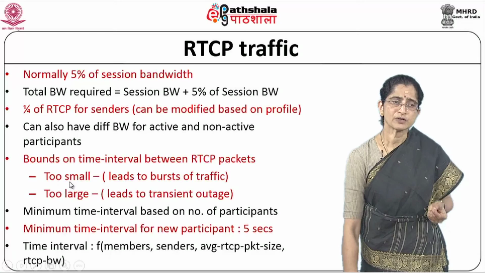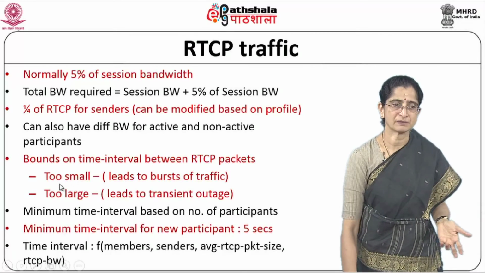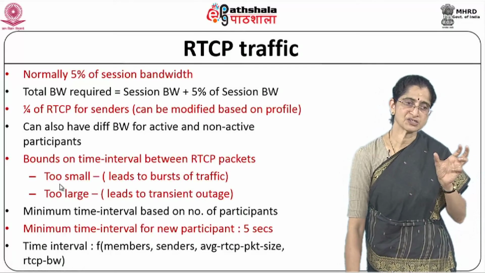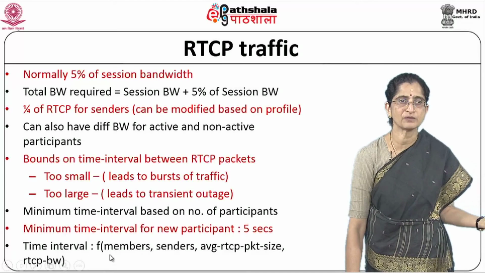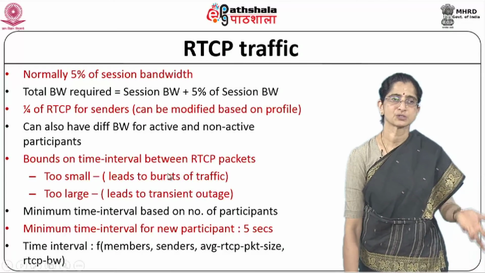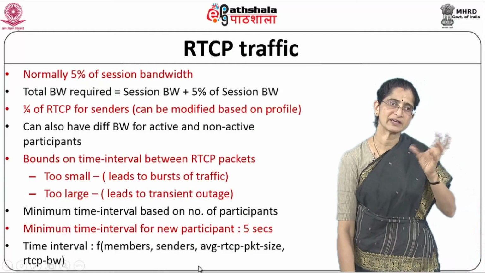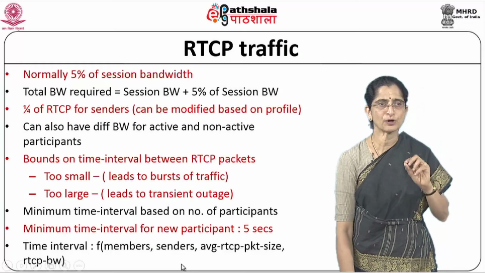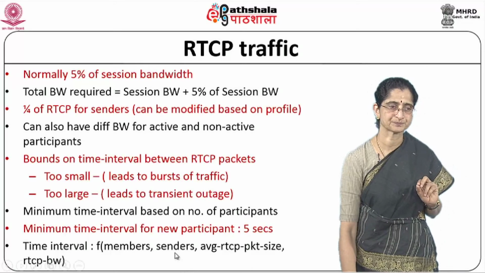So, if this time interval is too small, what will happen? There will be too many RTCP packets being generated. It will lead to bursts of traffic. If the time interval is too large, it can lead to a transient outage. That is, you won't get any information at all for a very long time about a particular source or receiver. That is also not advisable. So, we again need a trade-off. You need to find the appropriate value of the time interval to use. So, how can we do that?